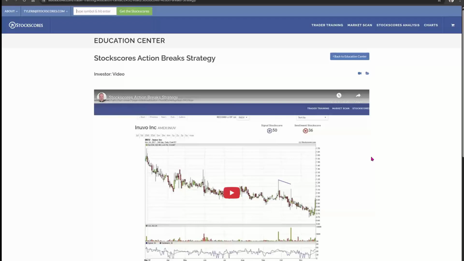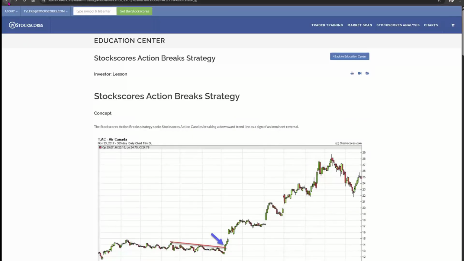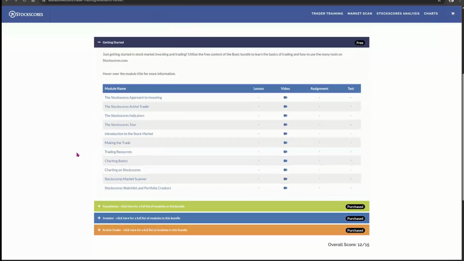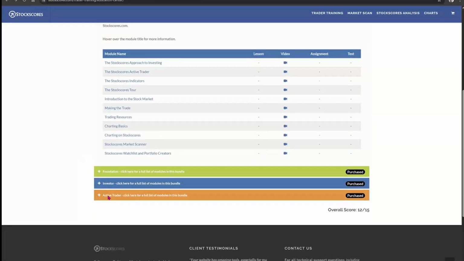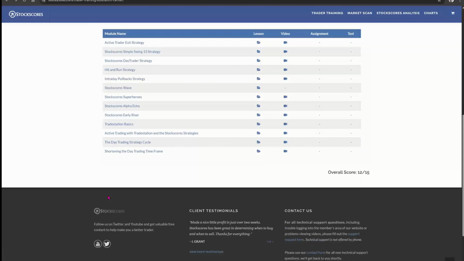Now, there's no multiple choice quiz for the strategies, because really your test is to apply them in the market, doing your market scans and practicing that way. Now, if you want to do the active trader strategies, well, there they are. Within the active trader section, there's actually a little more. We have how to use TradeStation. There's actually 2 videos on how to use TradeStation. There's an exit strategy video, and then there's a number of different strategies.